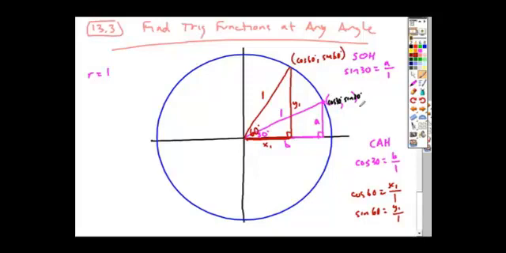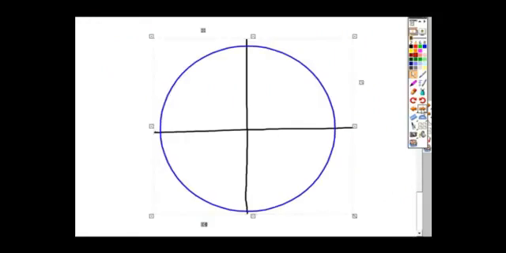This is called the unit circle. The unit circle is one in which the radius is 1 and the origin is the center. And it's going to be true for every angle around this whole circle. So let's say we take this unit circle here.